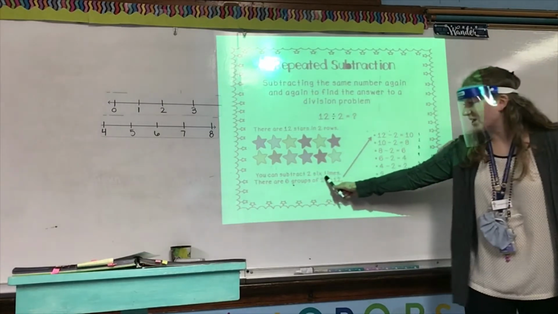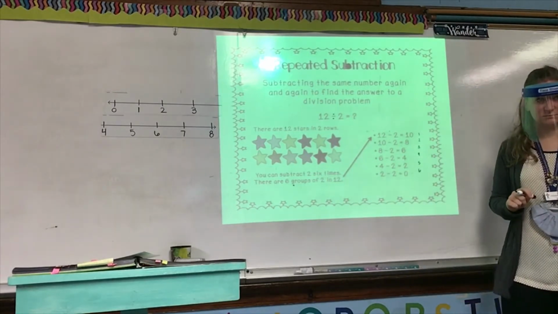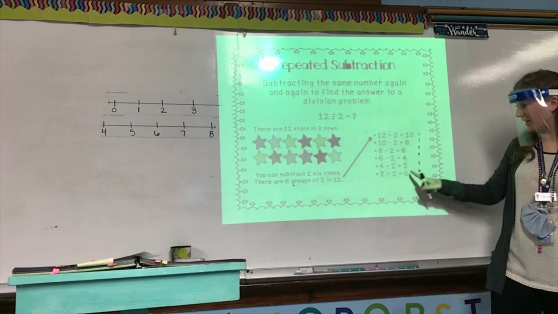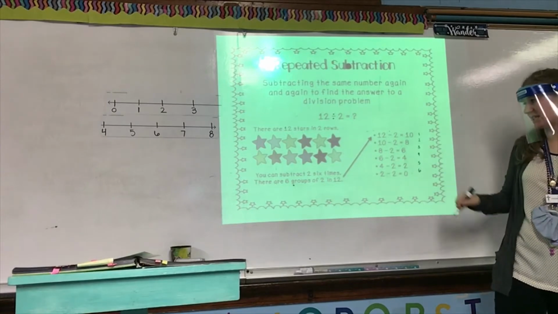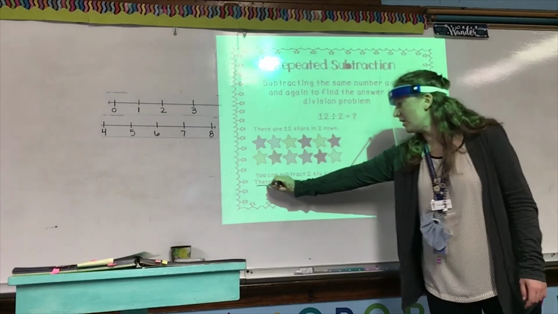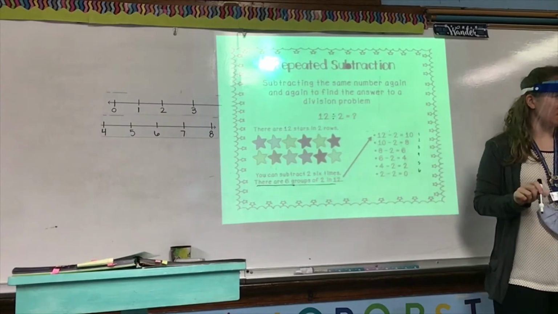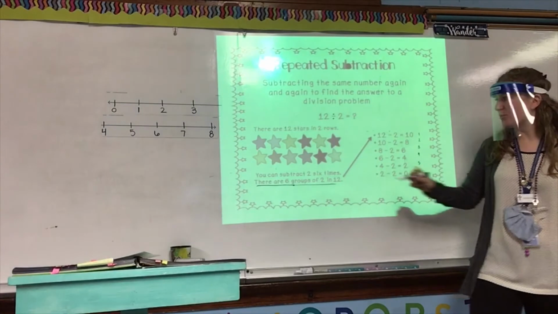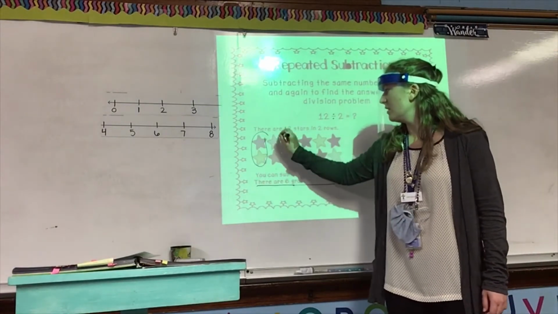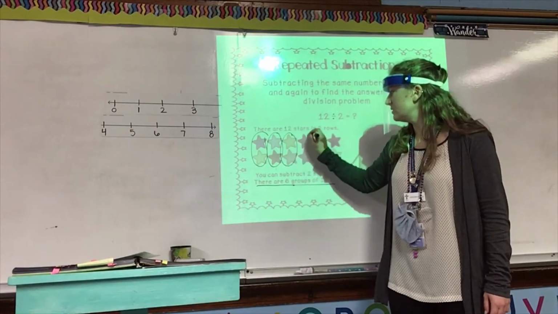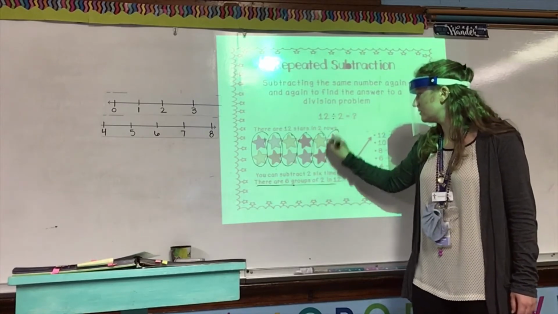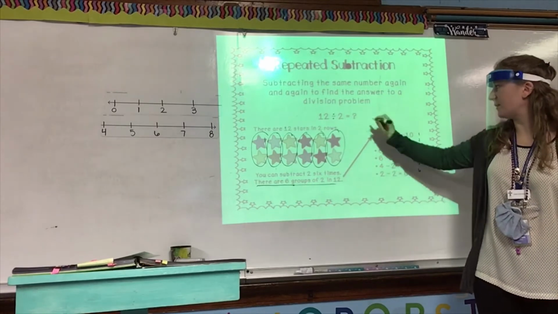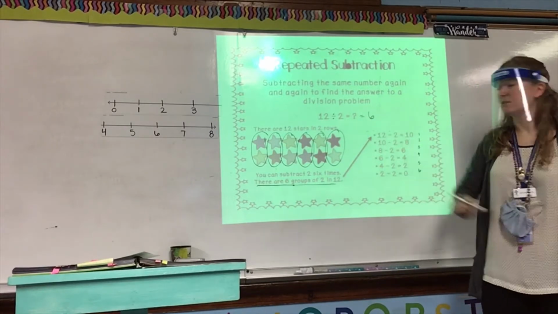So I can subtract 2 six times, because I started with 12 and subtracted 2 until I got to 0. I had to subtract 2 six times. That means there are 6 groups of 2 in 12. I can take 2 away 6 times, which means there are 6 groups of 2 in 12. That means 12 divided by 2 equals 6.